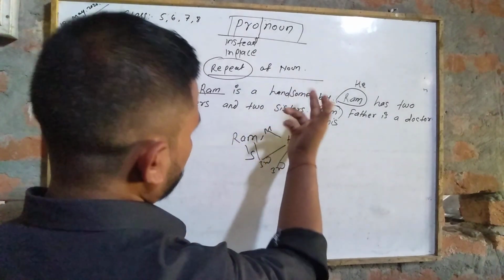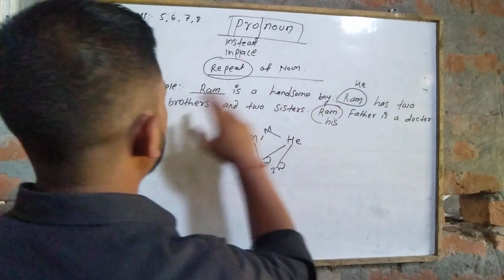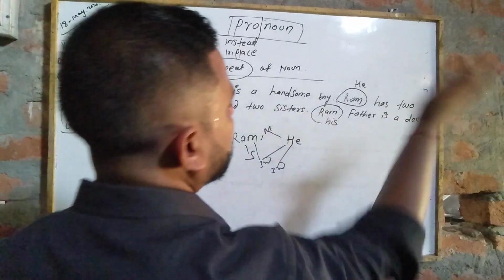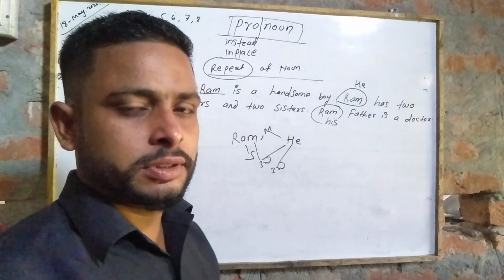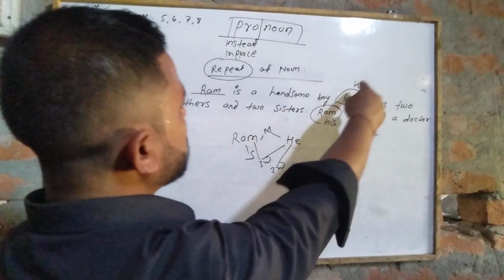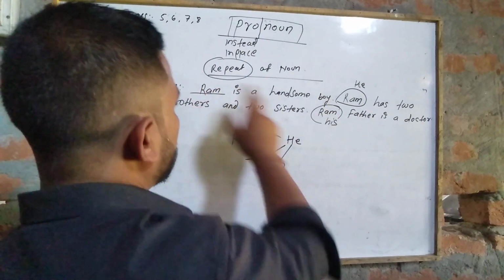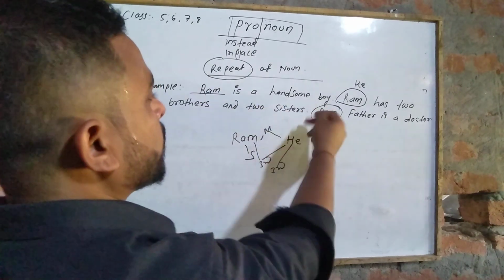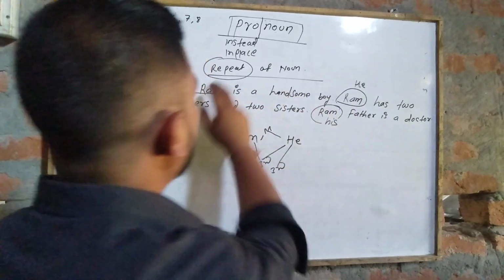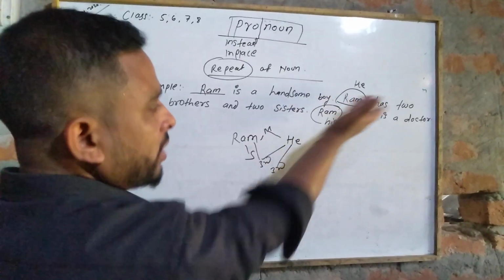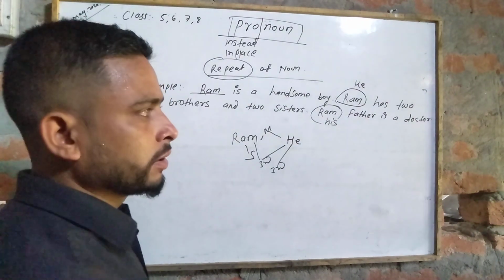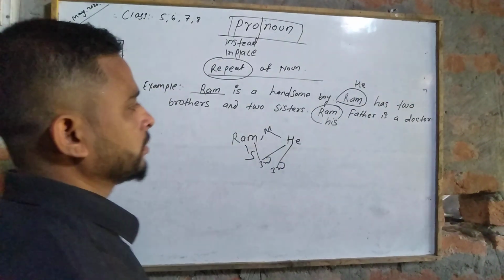Sita is a beautiful girl. She has two brothers and sisters. Her father is a doctor. You can remove the names and use he or she according to the subject. If there is a boy, he. If there is a girl, she. If there is a plural, you must use the pronoun according to the plural. If there is Ram and Shyam, use according to that. You can change there.